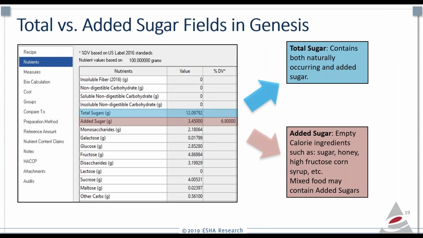In Genesis, the total sugars field and the added sugars field are separate fields. Genesis will not automatically calculate added sugars, as this is a human determination. So you must manually populate the added sugars field.